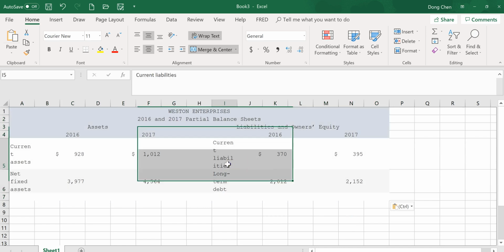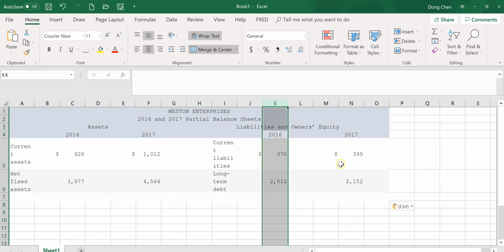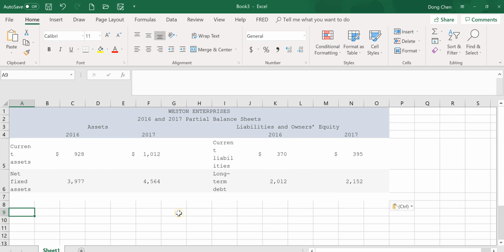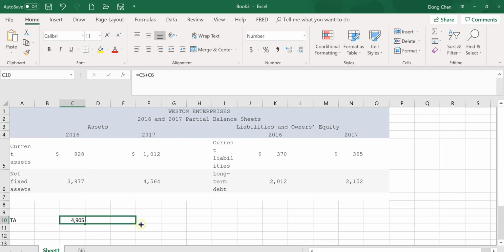See what happened. The numbers are all here, so you don't have to type the individual numbers into the Excel sheet. Here it's automatically provided. So the total assets, TA, is simply the sum of the current assets plus net fixed assets. This is for 2016, and you can just pull this to the right for 2017. Just delete all these intermediate values. This number here is simply the sum of the current assets and the net fixed assets.